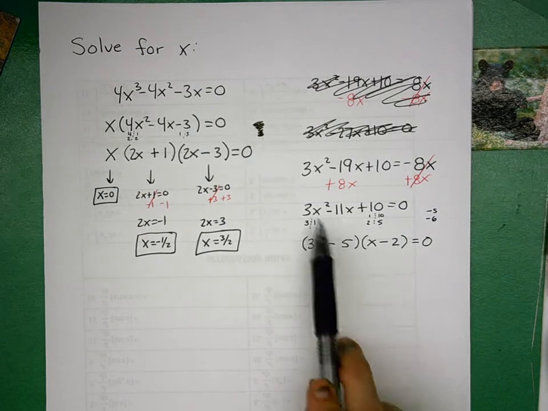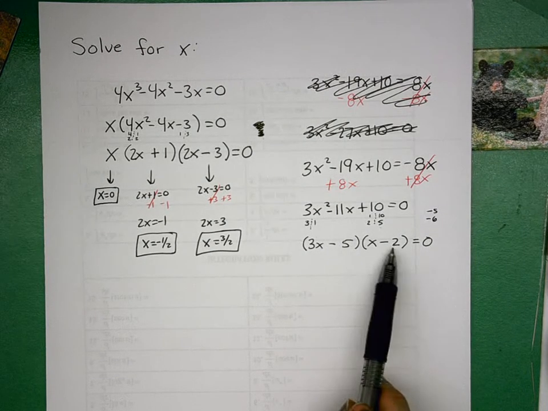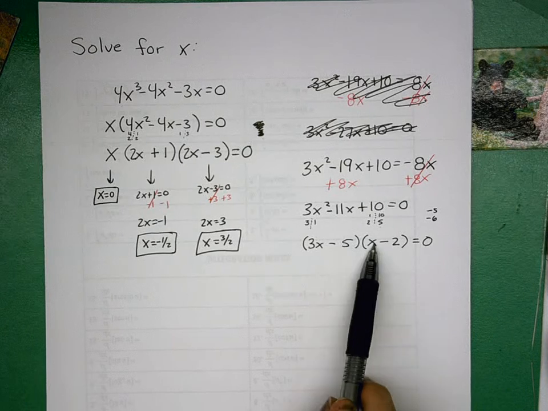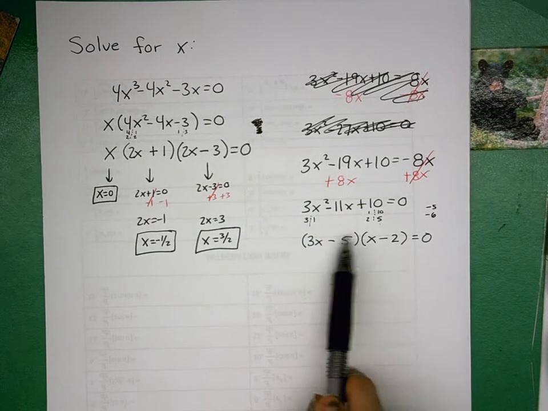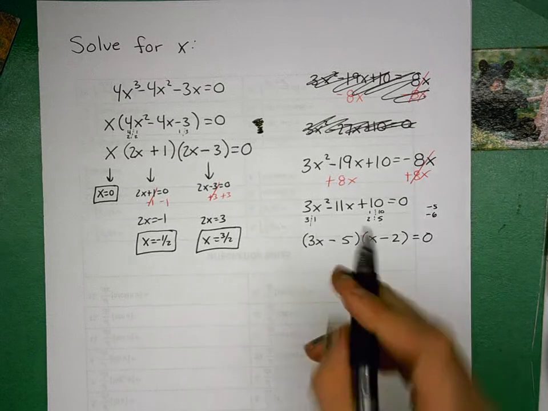3x times x is 3x squared. 3x times negative 2 is negative 6x. Minus 5x is negative 11x. And negative 5 times negative 2 is 10. So I know I factored correctly.